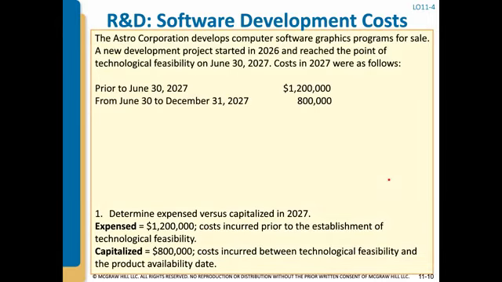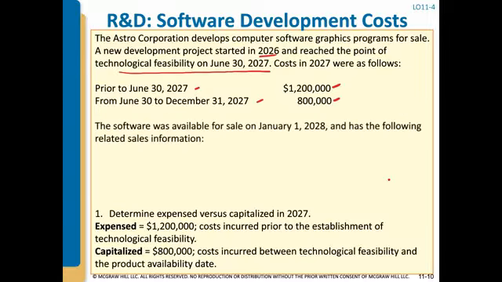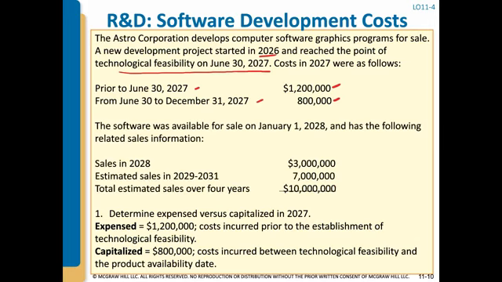The Astro Corporation develops software graphics programs for sale. A new development project started in 2026 and reached the point of technological feasibility on June 30th, 2027. The costs in 2027 were as follows. Prior to June 30th, they incurred $1.2 million. And then from June 30th to December 31st, they incurred $800,000. Starting January 1, 2028, the software was available for sale.